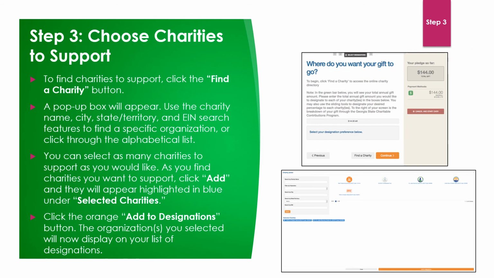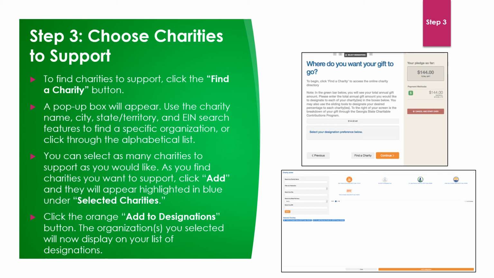Now it's time to find your favorite charities to support. Click the Find a Charity button to search for charities. A pop-up box will appear. Use the charity name, city, state, territory, and EIN search features to find a specific organization, or you can click through the alphabetical list. For a description about a charity, click on that charity's logo or name, and more information about the charity will display.